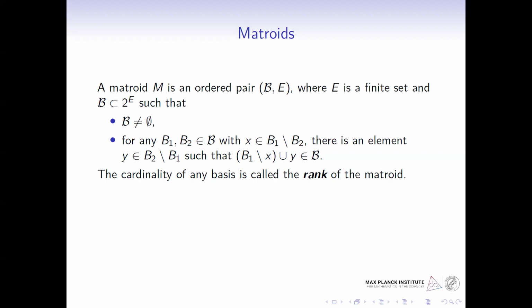I know we've seen them already yesterday in Benjamin's talk, but to be on the same slide and have the same notation, I'm going to say a matroid for us is an ordered pair of a subset B of the power set of a finite set E, and B has to satisfy two axioms. It's not empty, and it satisfies the basis exchange axiom, which we also saw yesterday, right? So that whenever I have an element X in B1 but not in B2, there is an element in B2 but not in B1, so that I can exchange these two elements, and it's still a basis.